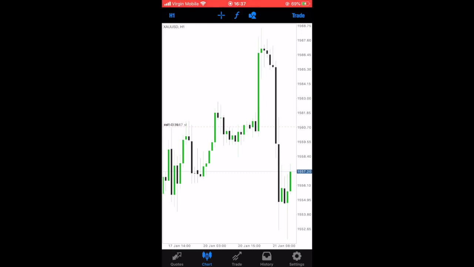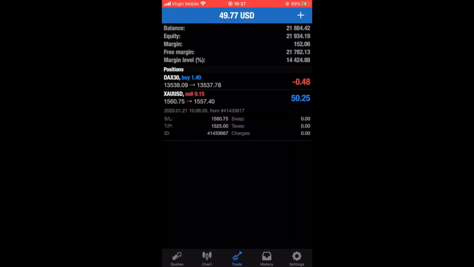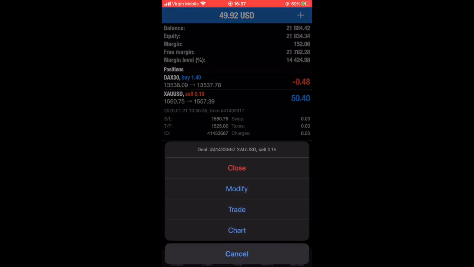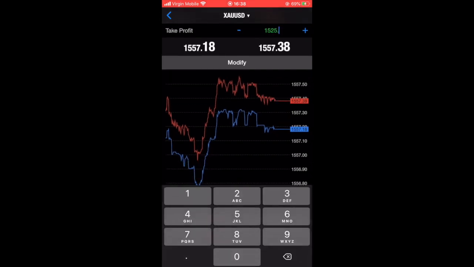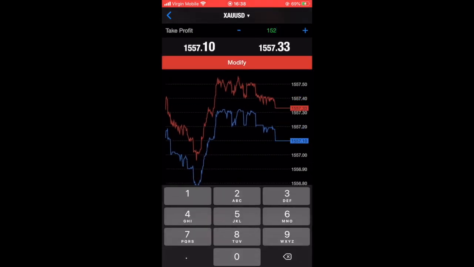There may be scenarios where we ask you to change the take profit figure too. This is also done in exactly the same way. Find your trade, click Modify, delete the existing take profit figure, and replace it with the new one.